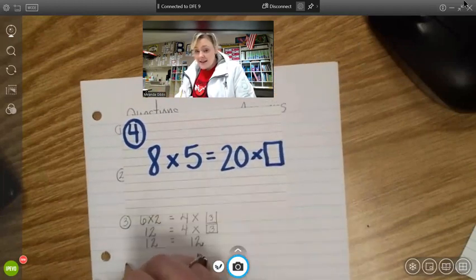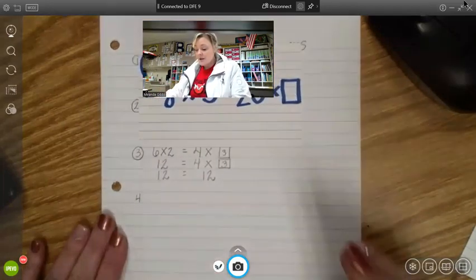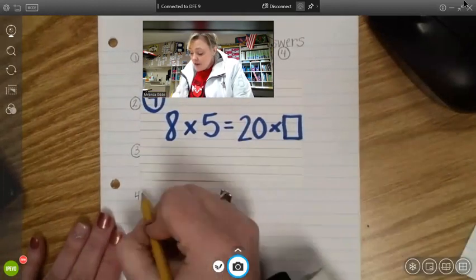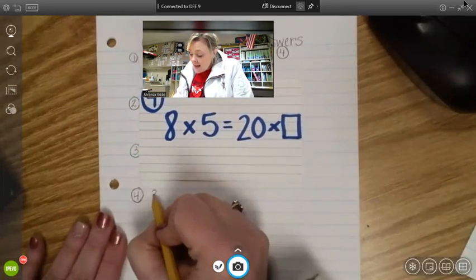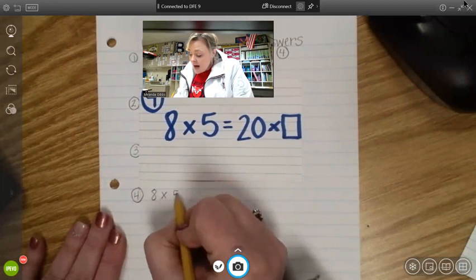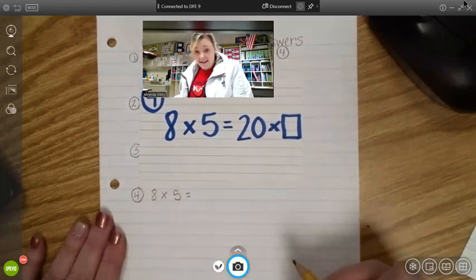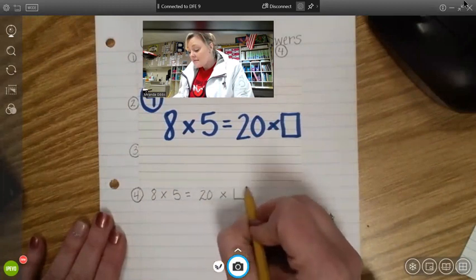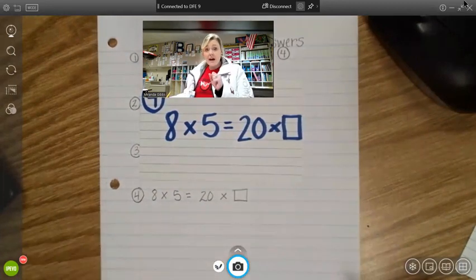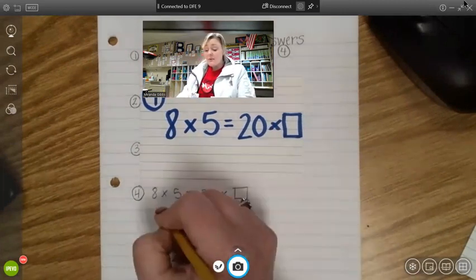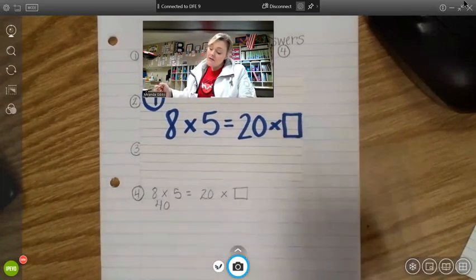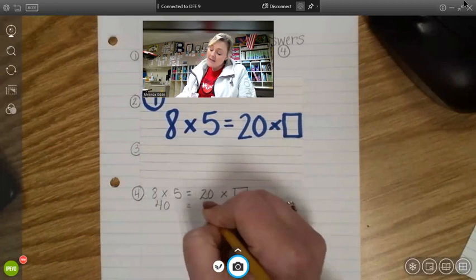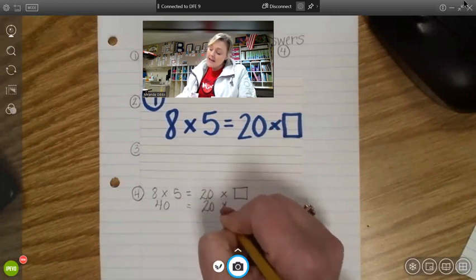So number 4, go all the way up here. Number 4, 8 times 5 is the same as 20 times something. Now, 8 times 5 is 40. So I'm going to rewrite the problem. 40 is the same as 20 times what?